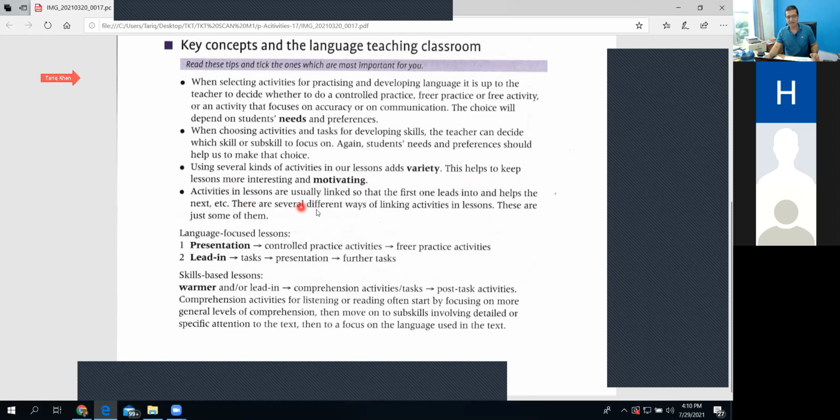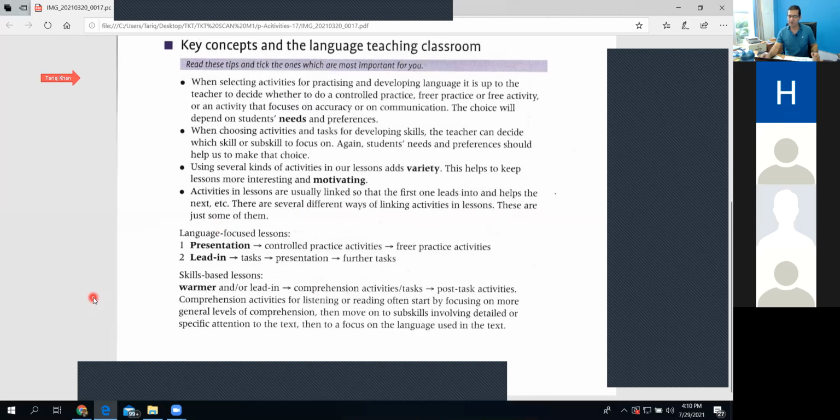Activities in lessons are usually linked so that the first one leads into and helps the next, etc. There are several different ways of linking activities in lessons. These are just some of them. Now, how are activities linked in lessons? How does it work, like presentation, control practice activity.